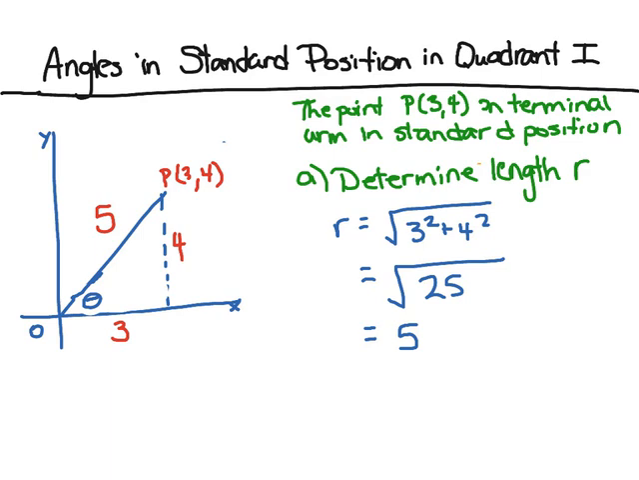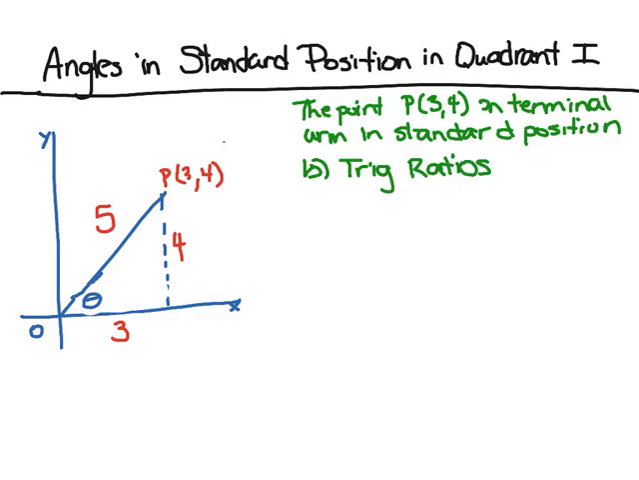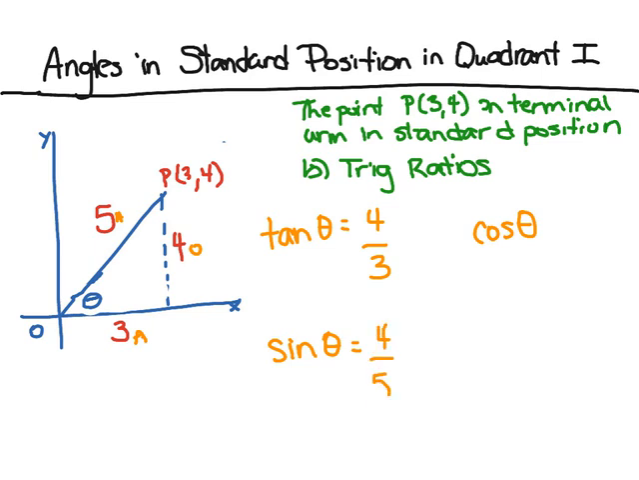Now that we have all of our lengths, we can find the trig ratios. So our trig ratios are tan theta, sin theta, and cos theta. So tan theta is our opposite over our adjacent, so 4 over 3. Sin theta is our opposite over our hypotenuse, so 4 over 5. And cos is our adjacent, which is 3, over our hypotenuse, which is 5.